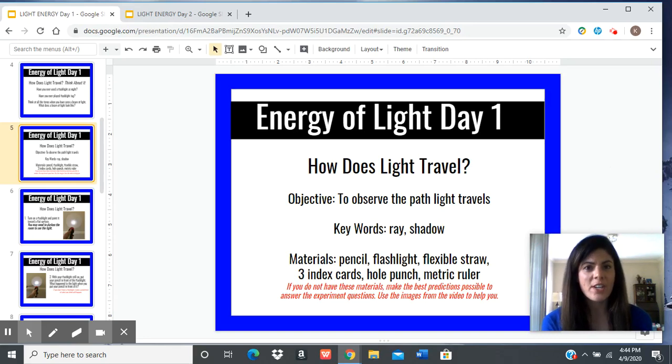The objective for our Energy of Light Day 1 is to observe the path that light travels. Keywords you will be learning are ray and shadow. Materials you will need for today's experiments include a pencil, a flashlight, a flexible straw, 3 index cards, a hole punch, and a metric ruler. If you do not have these materials, don't worry. All you need to do is make your best prediction possible to answer the experiment questions. I will also be providing images to help you understand the concept.